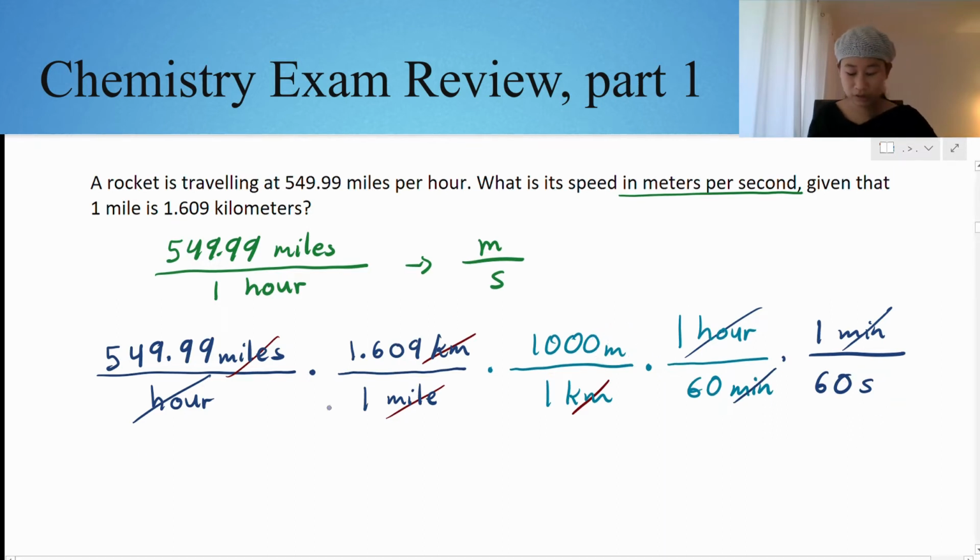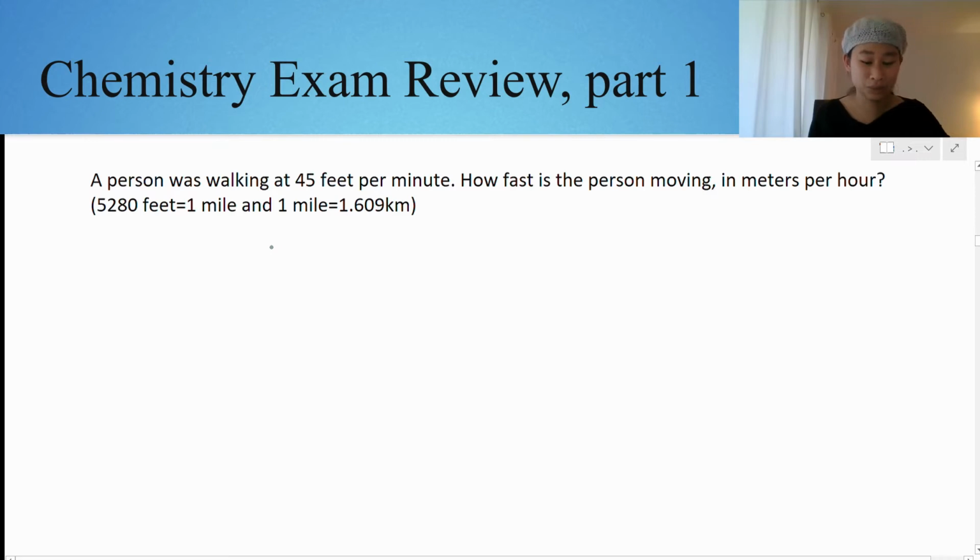So that means we can now multiply straight across. The answer here is 245.81 meters per second.